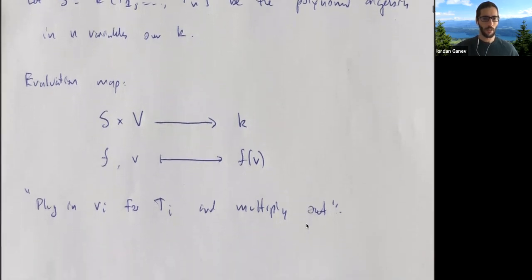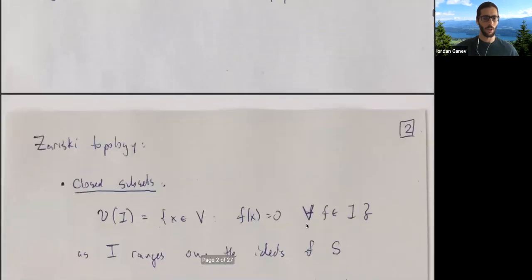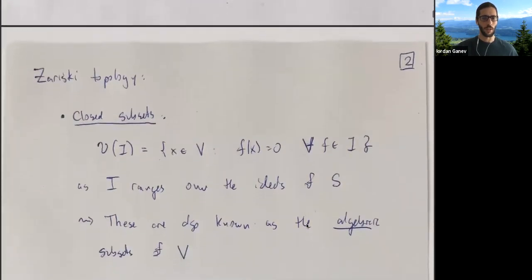So in order to define the Zariski topology, we first define the closed sets. The closed sets are defined as follows. If we have an ideal I in S, S being the polynomial algebra, then we can think about all points in the vector space such that f of x equals zero for all polynomials in the ideal. So this is the common vanishing set for all the elements of the ideal.